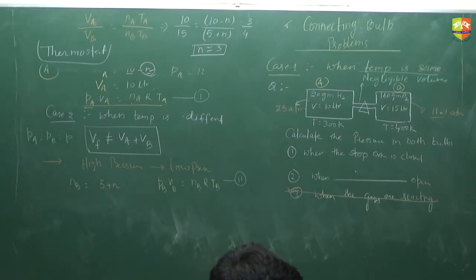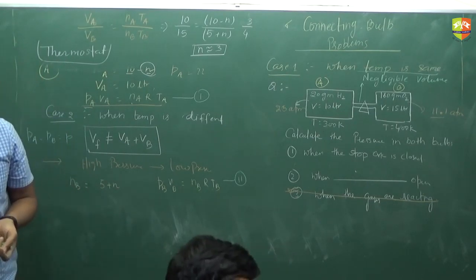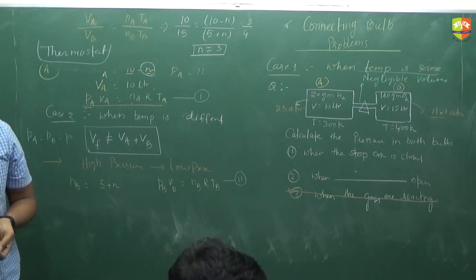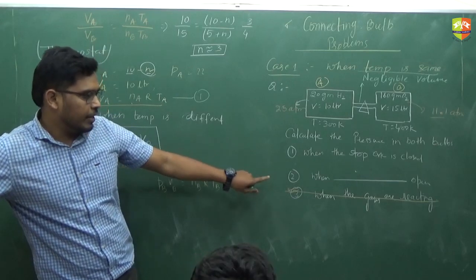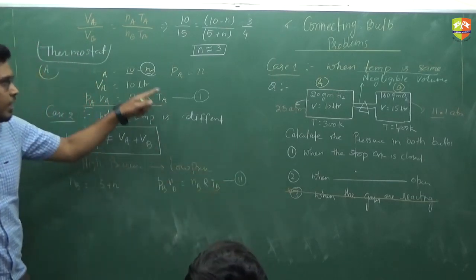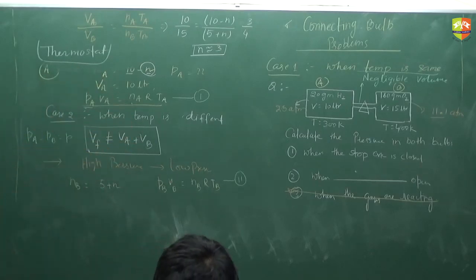So these are the two problems they ask, and we call them connecting bulb problems. When two bulbs are connected with different gases, generally they mention that the gas is non-reacting. If the gases are reacting, the data will be given in the question accordingly. If nothing is given, it means they are non-reactive gases. That is the general assumption.